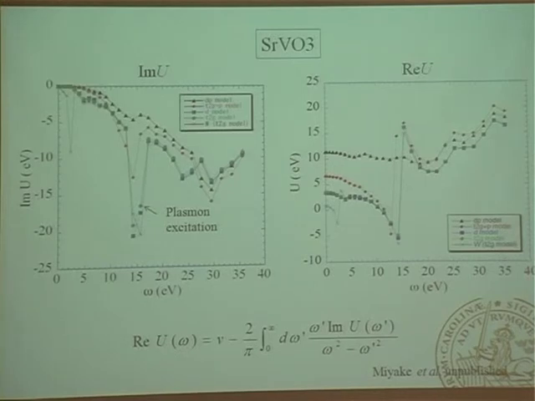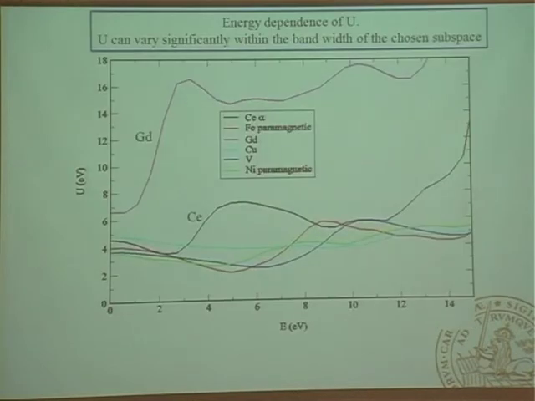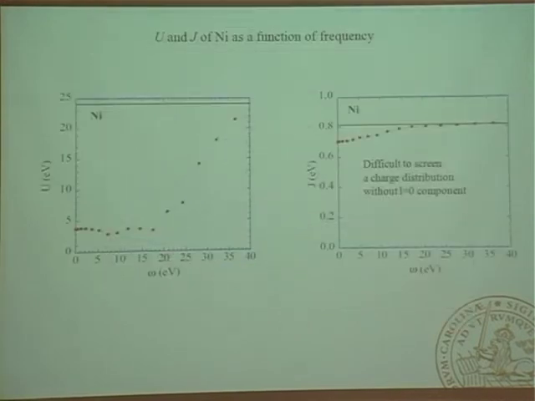Let me see. Okay, I still have 5 minutes. And these are just a plot of the frequency dependence of different materials. The point I would like to make is just that the U can vary quite a lot within the bandwidth of the model. So it may not make sense to just use a static value. So you may have to take into account the frequency dependence.